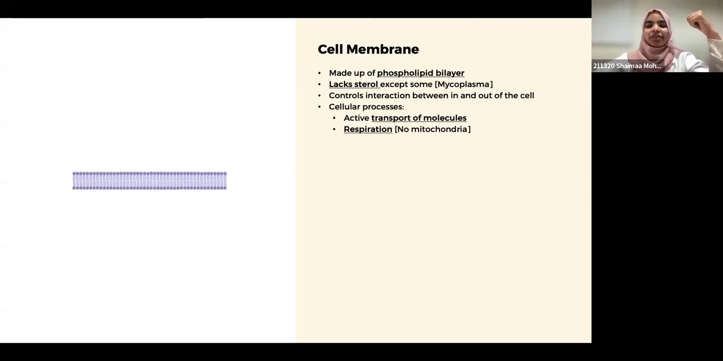Mesosomes. Yes, perfect. And that makes sense because mesosomes are invaginations of the cell membrane. So if the cell membrane helps in respiration, then mesosomes can also help in respiration, right? And why does the cell membrane here take over the respiration role? Because there is no mitochondria, okay?